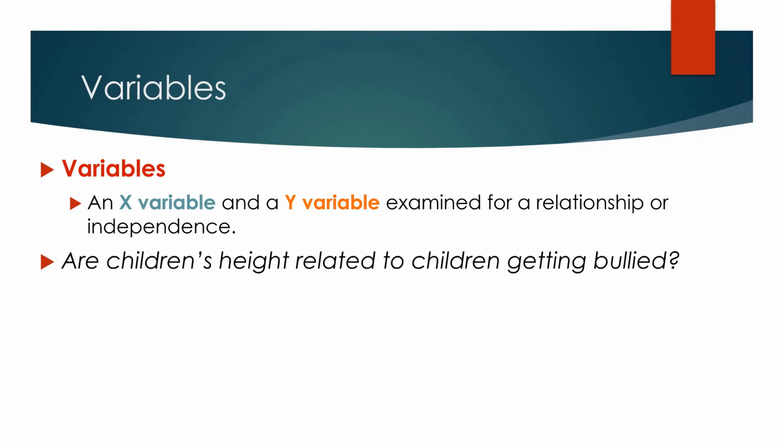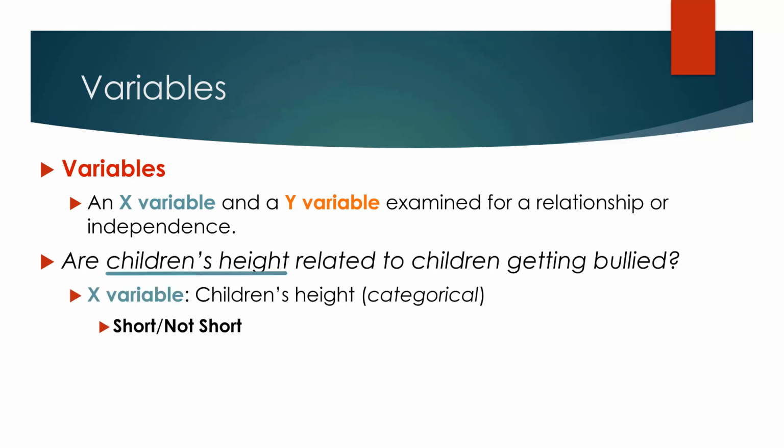The best way to determine which variable is which is just to pick whatever is mentioned first in the question. That's your X variable. It easily could be the Y variable, but I just want everybody to be on the same page. So whatever variable is mentioned first in the question, that is your X variable. So the X variable for this one is going to be children's height. And how is that measured?